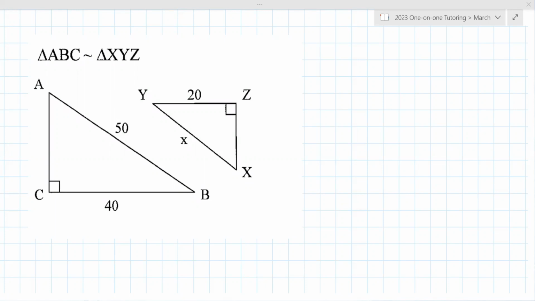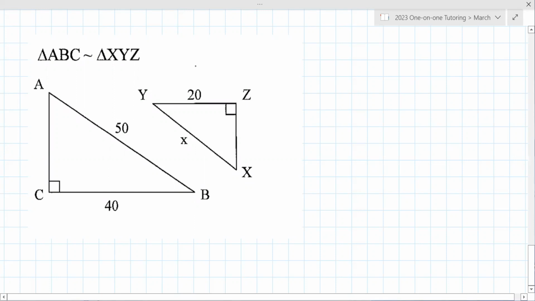Okay, x. That's going to be the inner part. So 20 goes into... Would x be 25? So how did you get 25? Tell me. I'm not saying you're wrong, I'm just asking. What did you do?